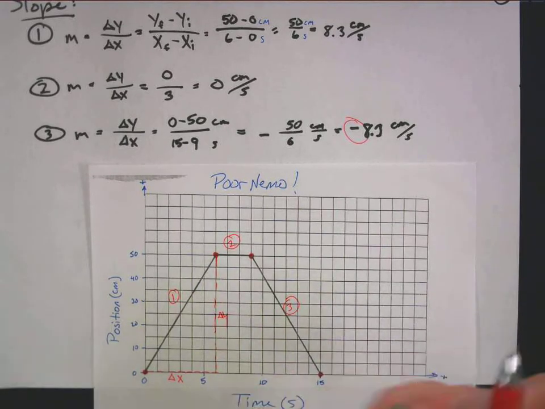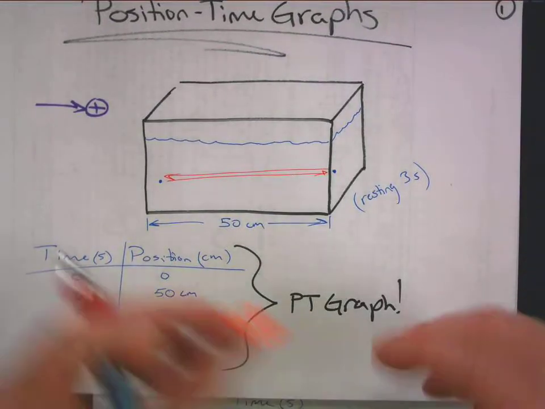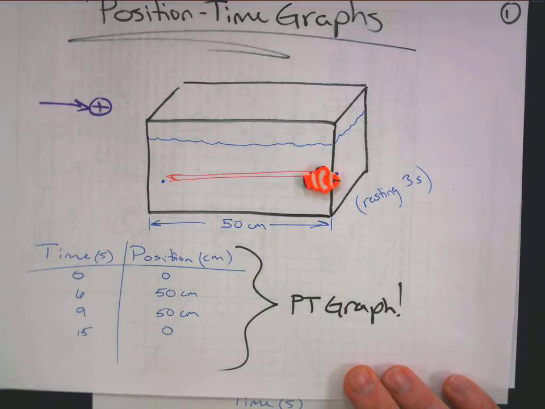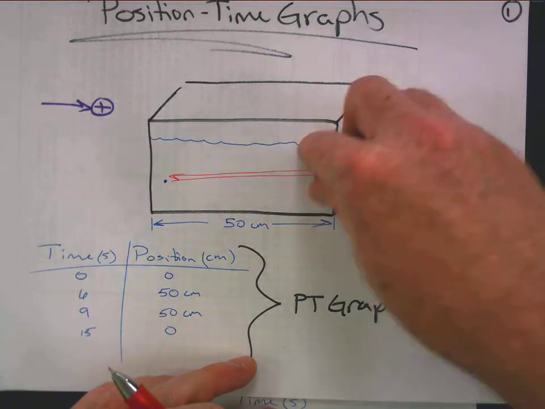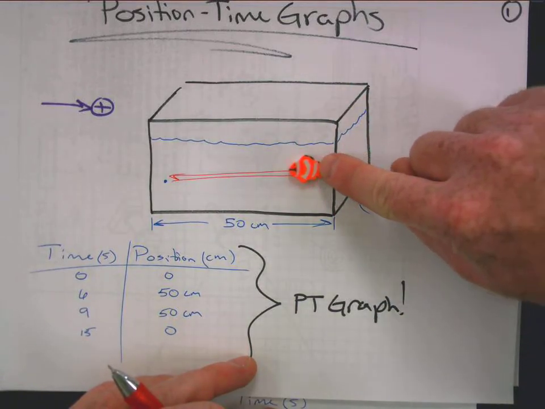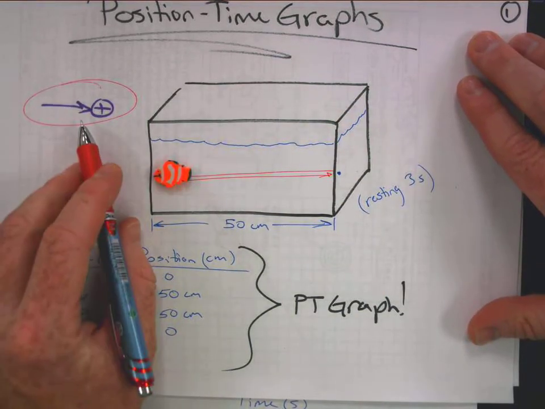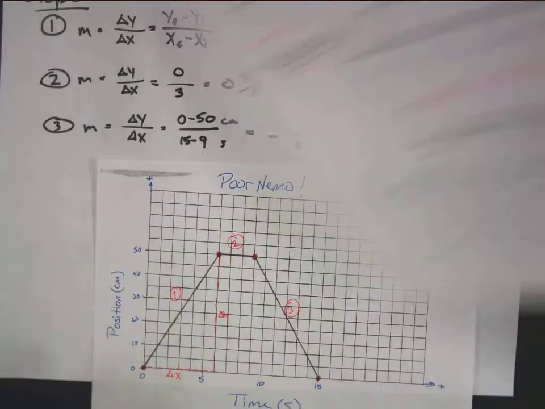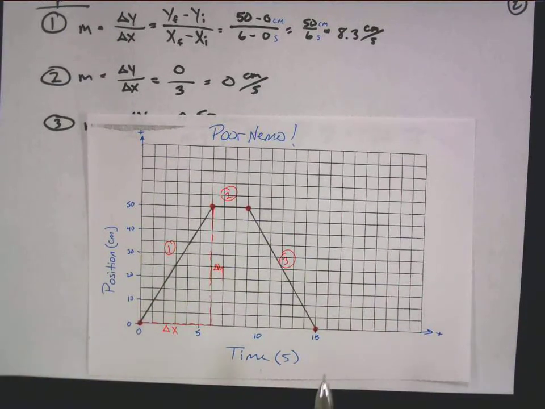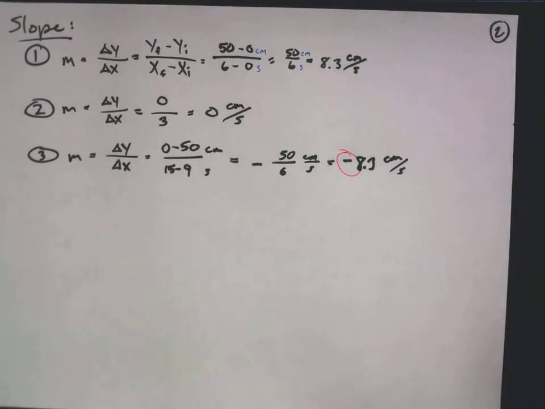Think about the physical situation, right? We had Nemo first traveling in the positive direction at 8.3 centimeters per second. Then he rested for 3 seconds. He had no speed. Then he turned around and was going 8.3 centimeters per second in the negative direction. Why do I know that's negative? Because I said to the right is our positive direction. That means anything to the left will be the negative direction. So what we have here is a great representation of the real physical situation. And that absolutely matters here.